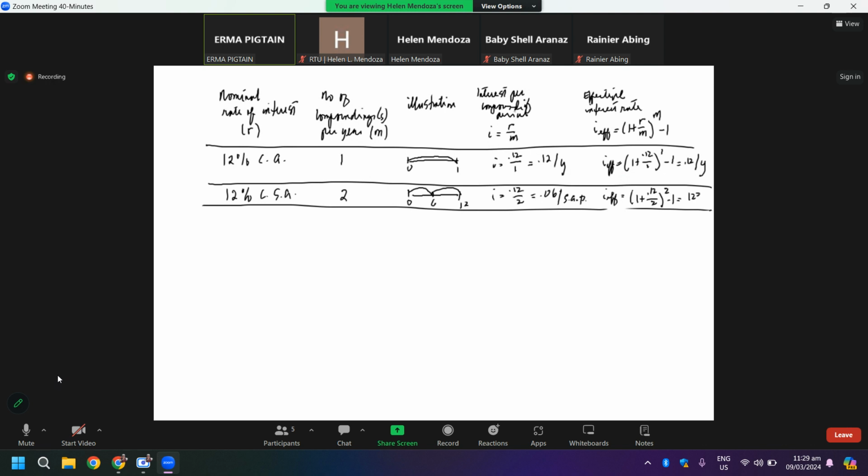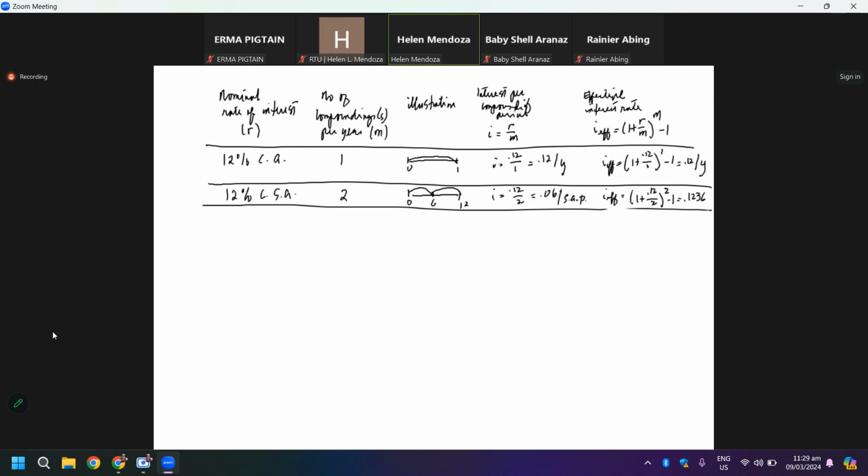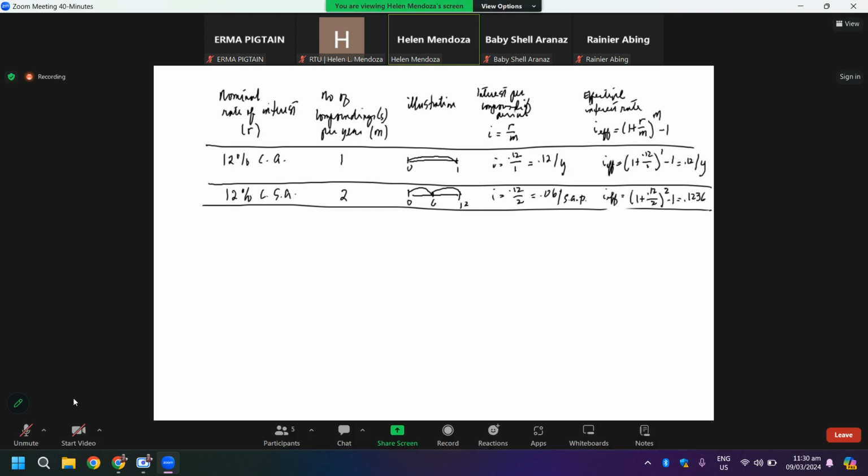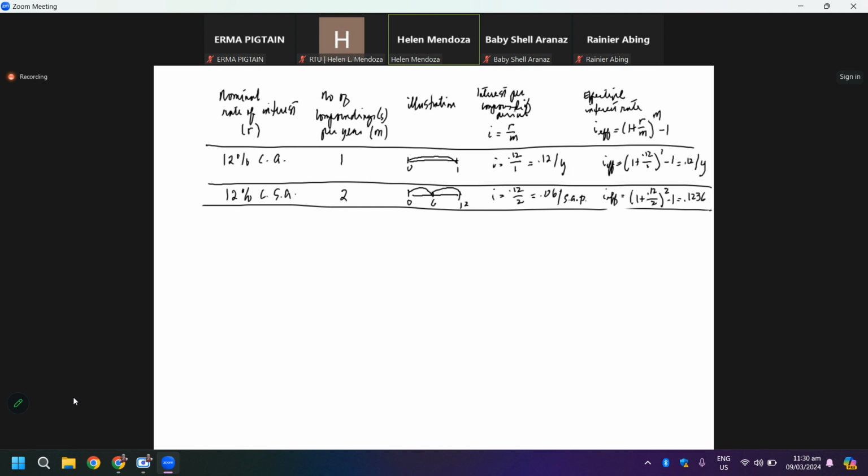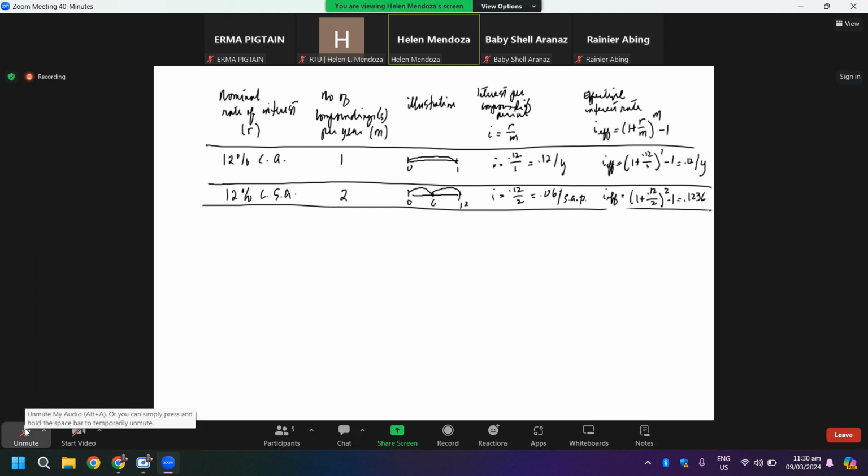Sige, 0.1236. So you ask the question, how is it possible that now interest become 12.36? So it is like when you invest 100 pesos and you expect to earn 12%, meaning for every 100 pesos where interest is computed once a year, then you expect to receive 12 pesos. But the same amount of investment, 100 pesos, when you invest that at 12% compounded semi-annually, what you expect to receive is 12 pesos and 36 centavos.